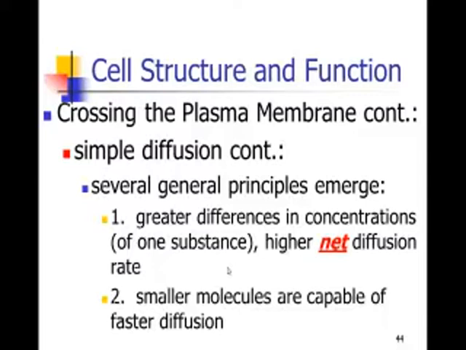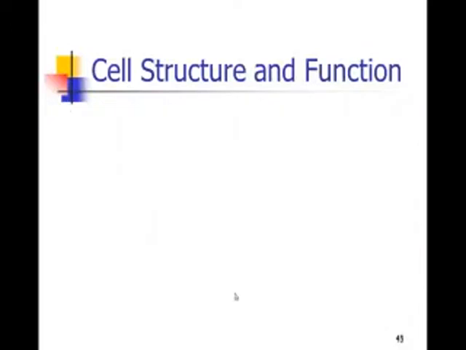At a given temperature, all the molecules have the same average amount of energy. So that means that the small molecules move faster and the big molecules move more slowly. When we talk about small and large, we're not talking about size as much as we're talking about mass.